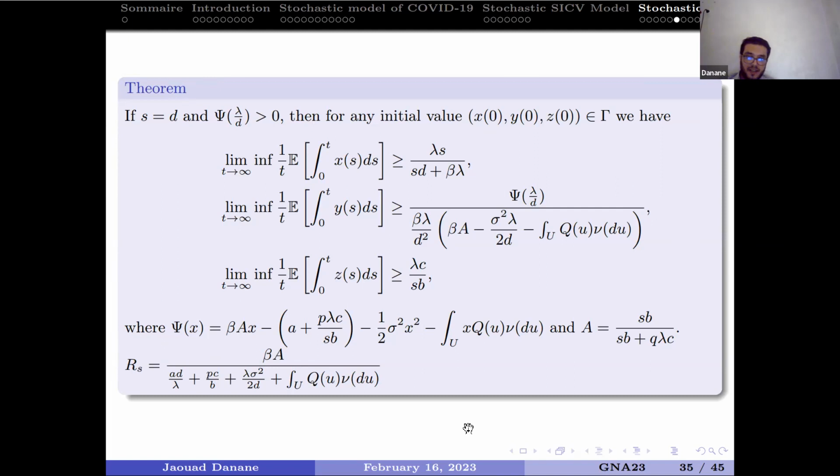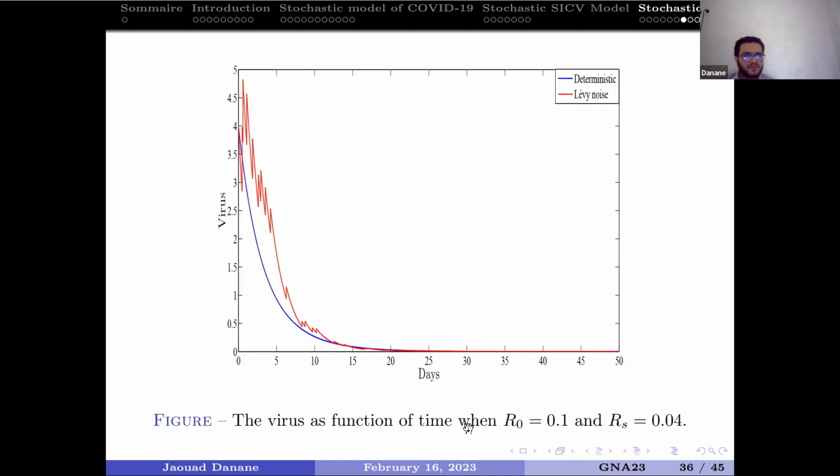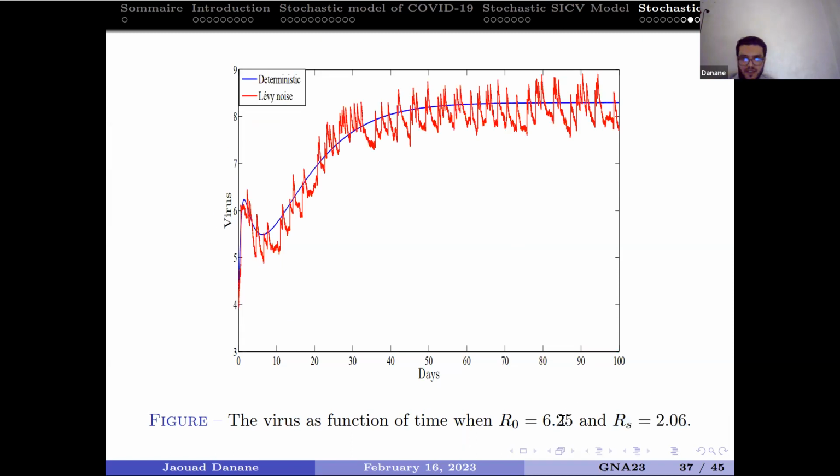We have given a Lyapunov function and calculated its derivative by using the Ito formula, and we can show that when Rs is bigger than 1, we have the persistence case. About the numerical simulation, we can try it when R0 is equal to 0.1 and Rs is equal to 0.04. That means the extinction of the infection, and about the persistence, the deterministic viral load. But if R0 is equal to 6.25 and Rs is equal to 2.6, we can remark that we have the persistence of the infection.